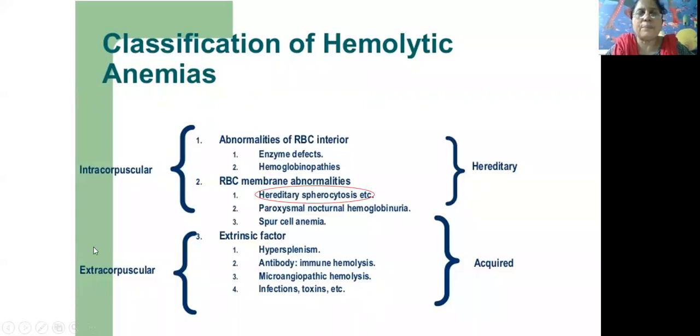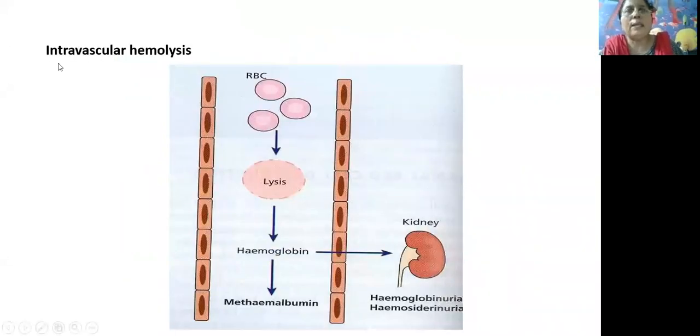So intracorpuscular, extracorpuscular. Then the next is hereditary or acquired. All these are hereditary up to this. From PNH till this is acquired. Though PNH is a mutational disorder, it is an acquired mutation, not present when the child is born. And again, you see there is intravascular hemolysis and extravascular hemolysis.